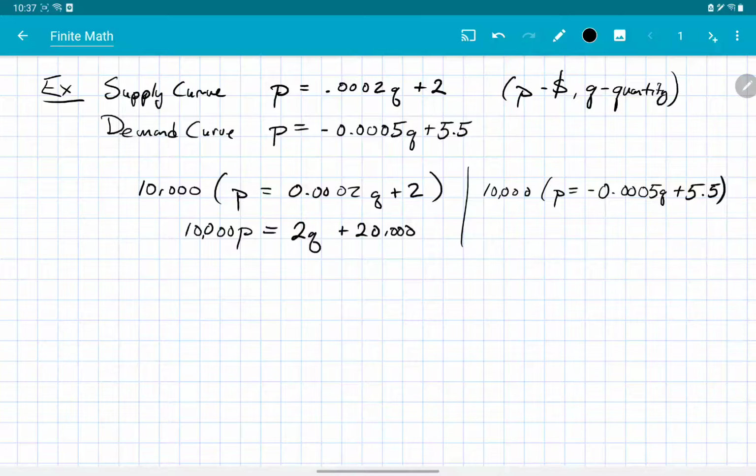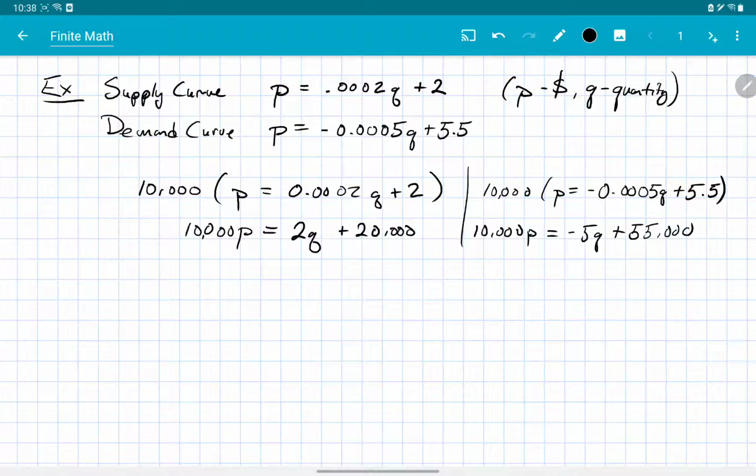It just so happens that both of these have 10,000ths as the decimal, right? You're not changing that equation at all by multiplying both sides by the same number. It doesn't actually change the values that it's true for. It only changes the values that we're looking at in order to manipulate, and we're changing them into numbers that we're more familiar with dealing with than decimals. So this is going to be 10,000 P is equal to negative 5Q plus 55,000. Because when you multiply 5.5 times 10,000, you get 55,000.